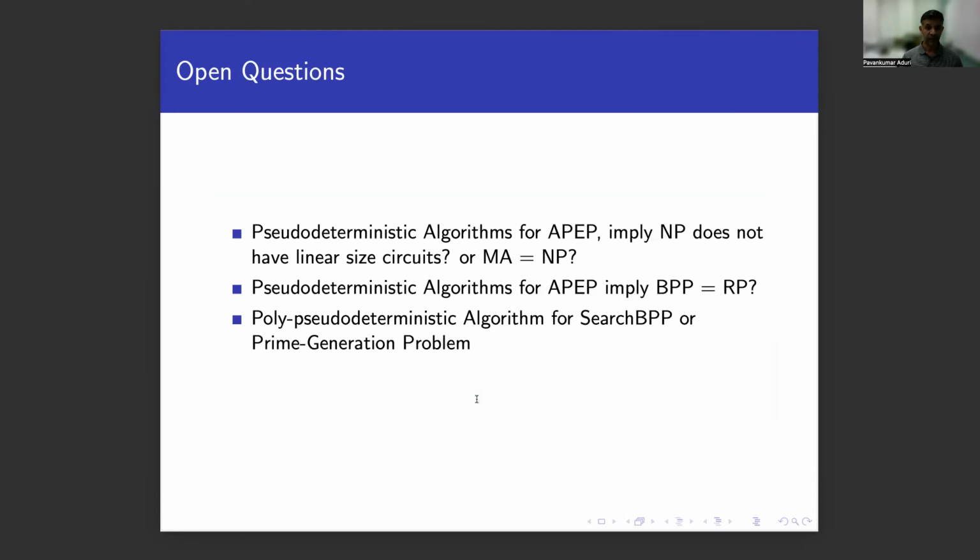And another interesting open problem is to find a pseudo-deterministic algorithm for the prime generation problem, or if not a pseudo-deterministic algorithm, can we find a poly pseudo-deterministic algorithm for the prime generation problem? And can we improve our lower bounds to the general query model?